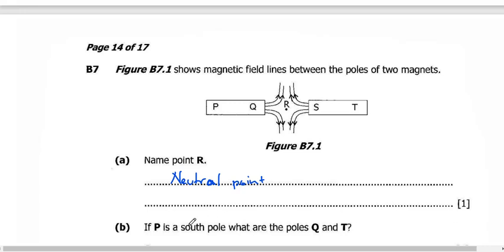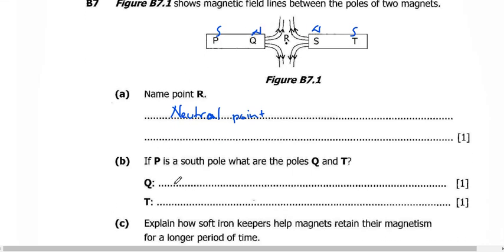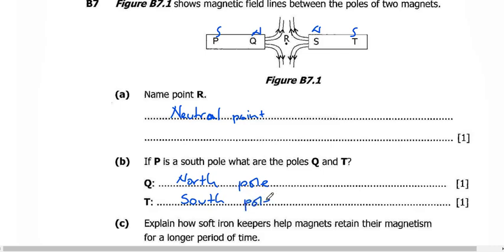Then question B says, if P is a south pole, what are the poles Q and T? We should know that field lines always move from the north to the south. So if this is the south, and these field lines are moving from Q to P, meaning Q is the north, and similarly, S is north, because these field lines are moving from S going to T. So T is south. We've been asked for Q and T. So Q is north, and T is south. You can add north pole and south pole.